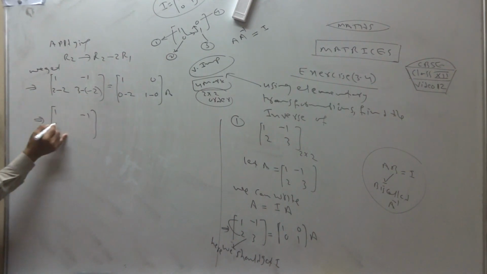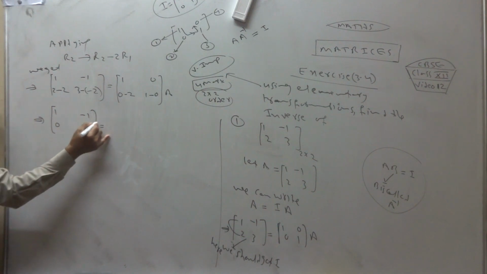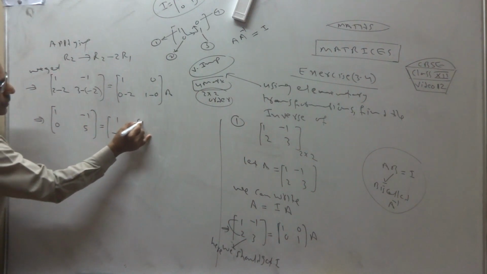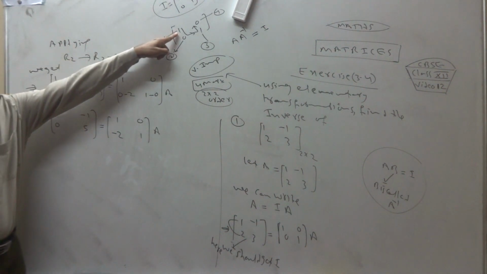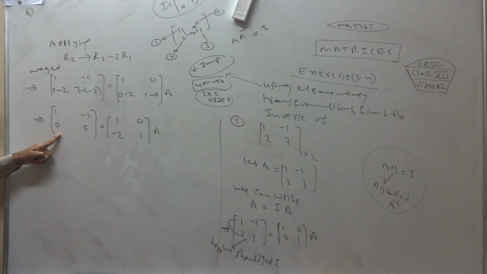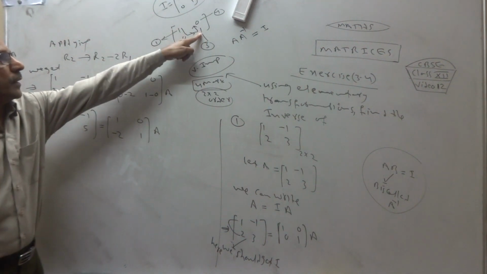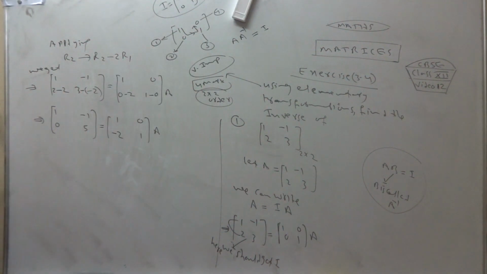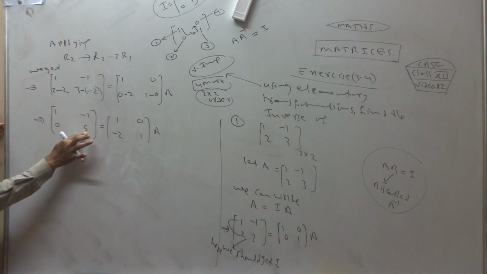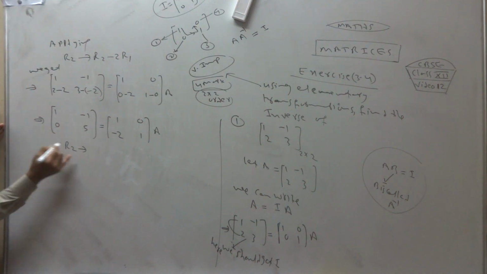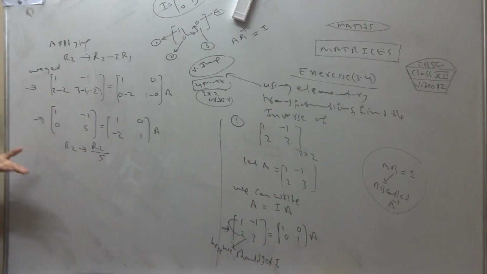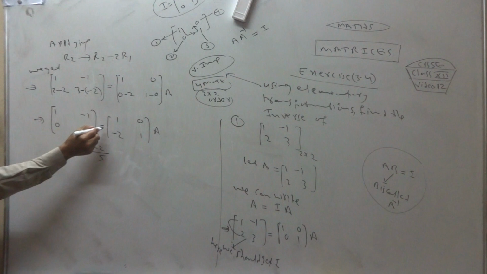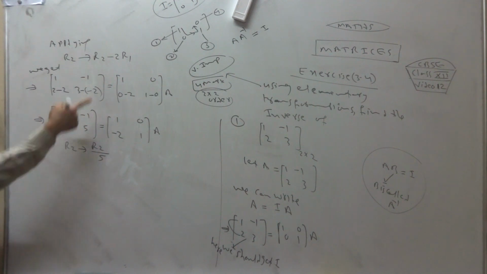1 minus 1, 0, 5. 1 minus 2, 0, 1. See, first I got 1. Now I got 0. Now the third step, you make this 1. So in every sum you follow this. Now how can I get 1 here? I have to change this R2. R2 divided by 5. 5 by 5 I get 1 because I need 1.